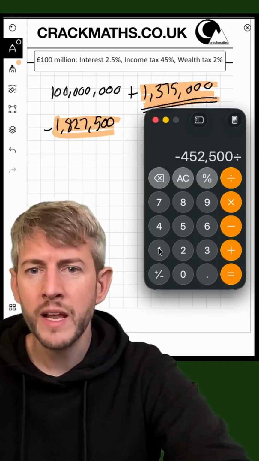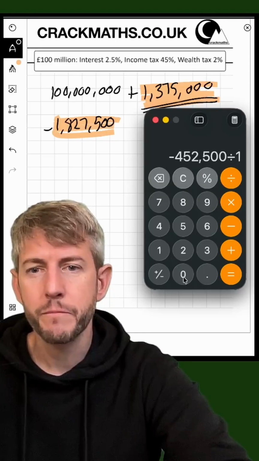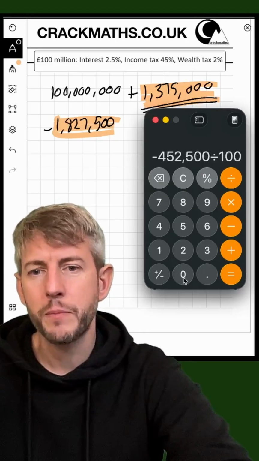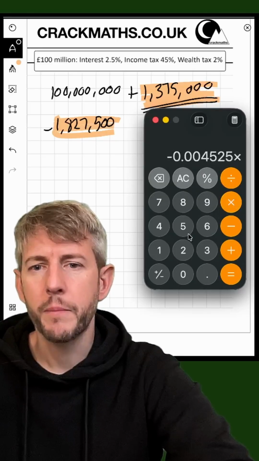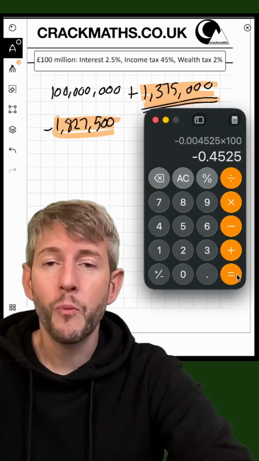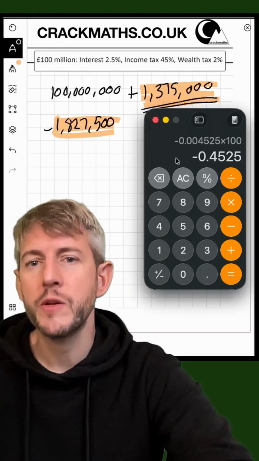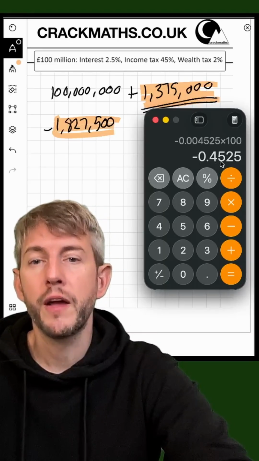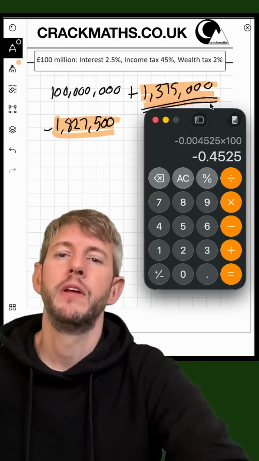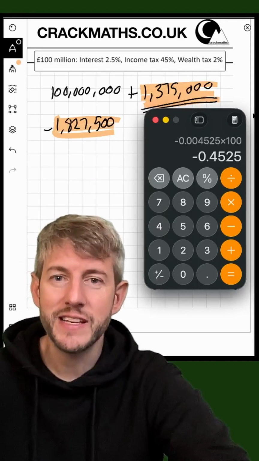But let's quickly see what that would be as a percentage. So if we do that, divided by 100 million, multiplied by 100. So really what that would be is that would see them losing 0.4525% of their wealth. Okay, now the question is, is that fair?